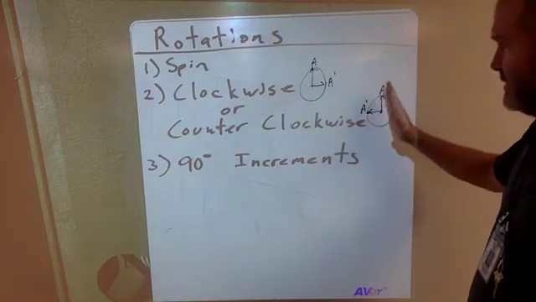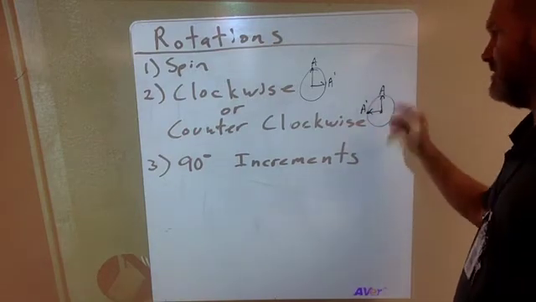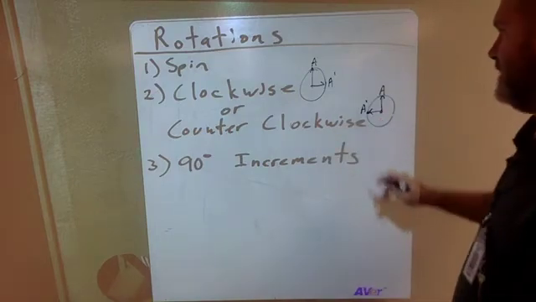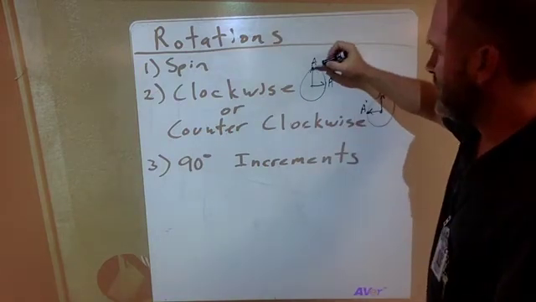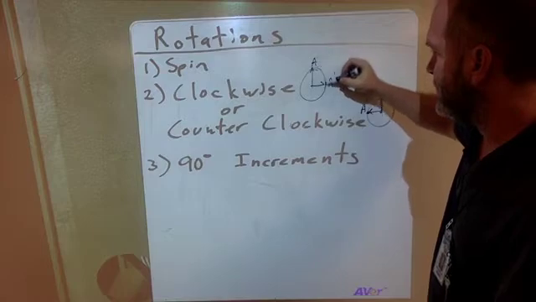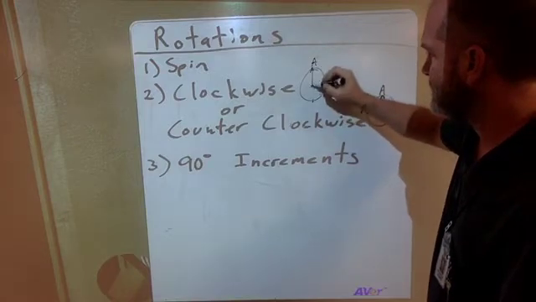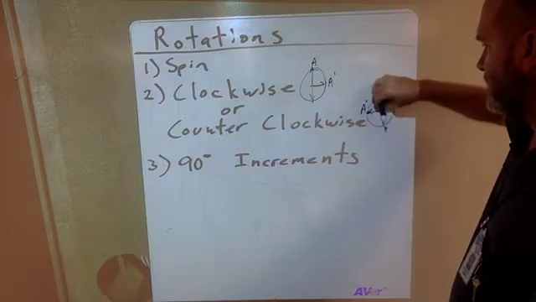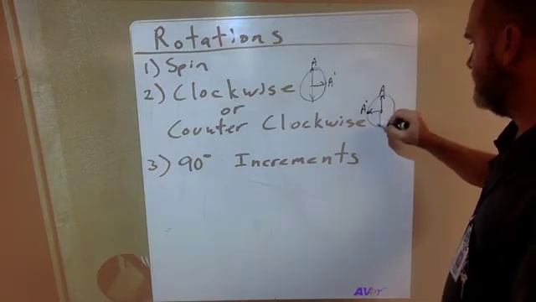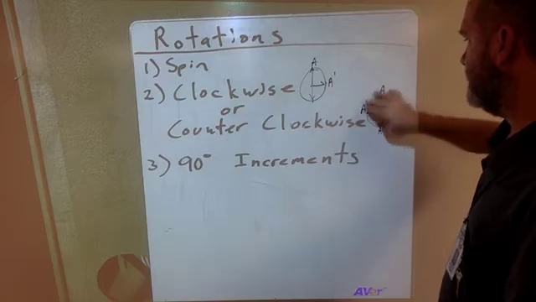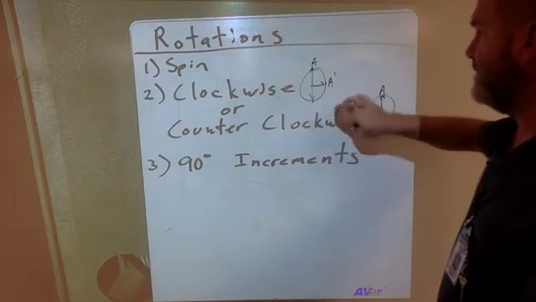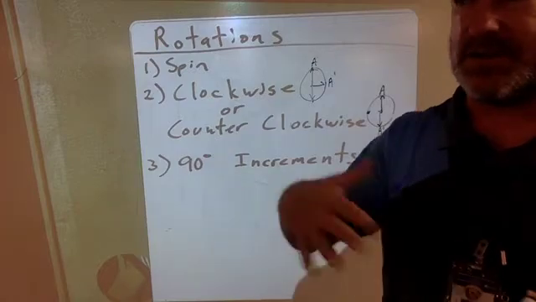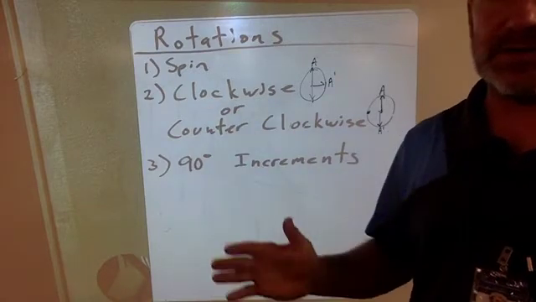Rotation of 90 degrees is going from the 12 to the 3 or the 9. 180, doesn't matter if you spin it counterclockwise or clockwise. If you spin clockwise 180 degrees, you're going from the 12 to the 6. If you go counterclockwise, you go from the 12 all the way to the 6. You're going to end up at the 6 no matter which way. So we don't really give a direction for 180 degrees because either way, you're going to end up at the same spot.